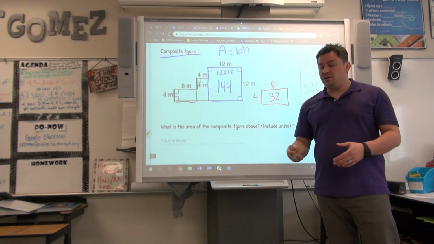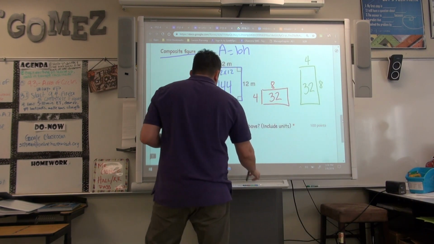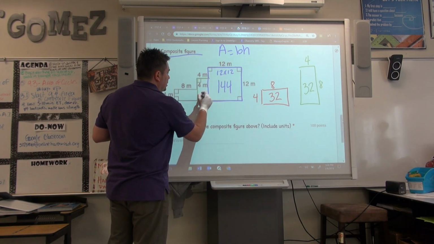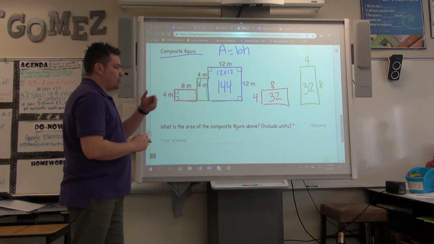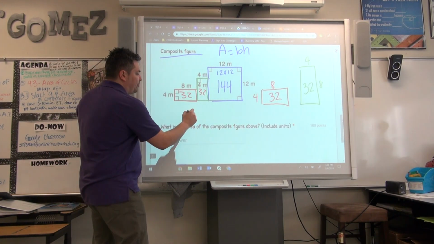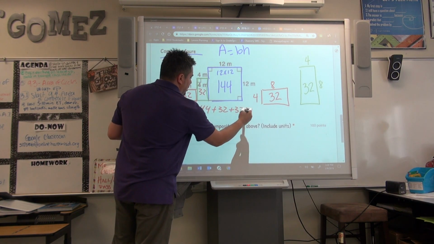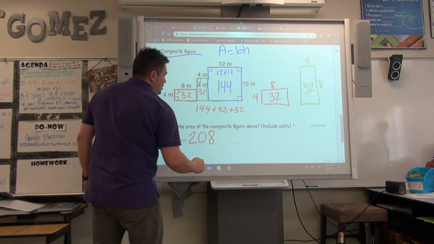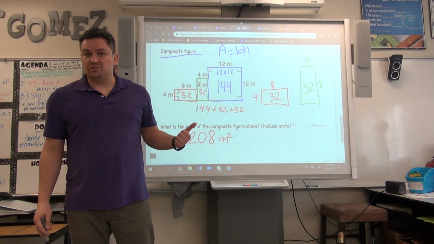Now, if it's a composite figure, all I gotta do is add all of those numbers. What I like to do to keep it in a format where I can see everything is put in the areas where they go. So already 32, 32, then just add them all up. So 144 plus 32 plus 32 gives you 208. 208 meters squared. We did it. Any questions on that one?